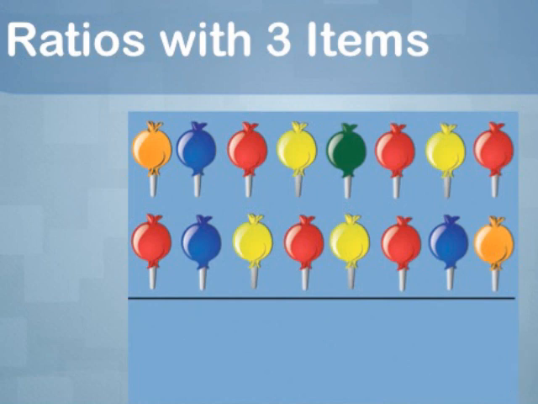We can also work backward. Look at the following ratio. One to 6 to 4. What three colors of lollipops fall into this ratio? You can see that the ratio of green to red is 1 to 6. And the ratio of red to yellow is 6 to 4. So the ratio 1 to 6 to 4 is green to red to yellow.